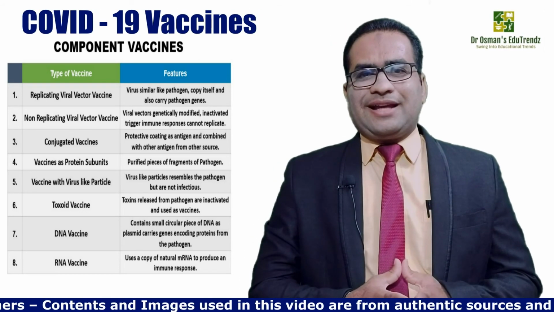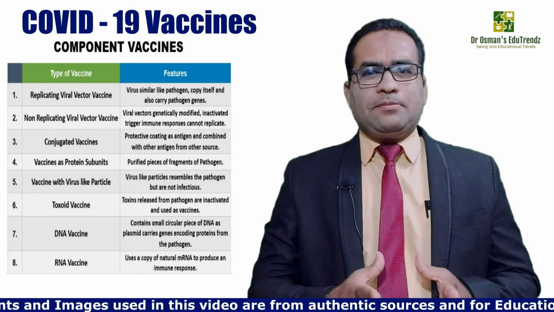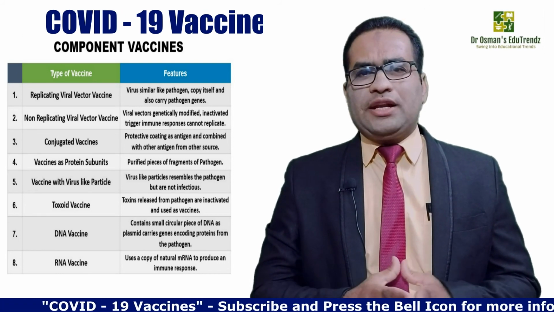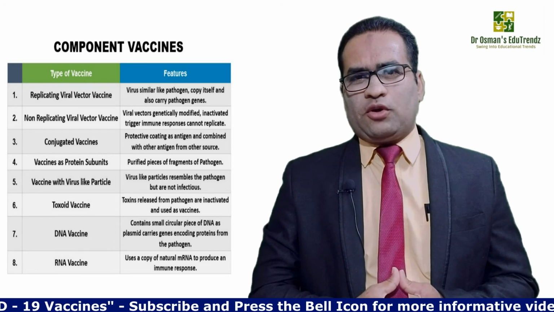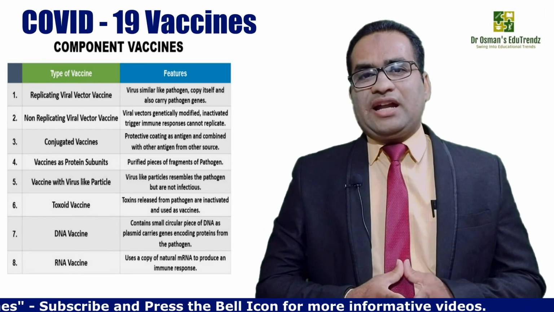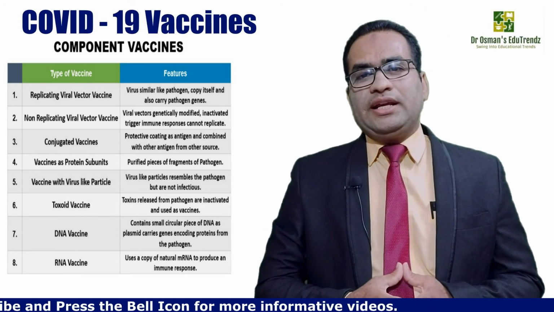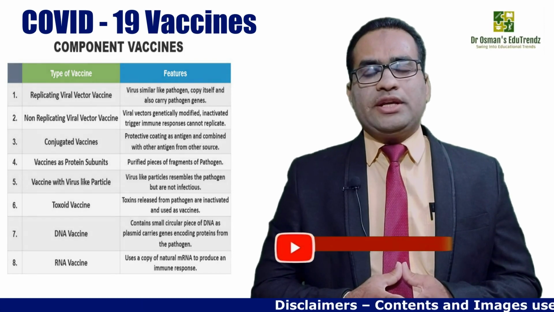The next and the last type is RNA-based vaccines. These types of vaccines use a copy of natural mRNA to produce an immune response. These vaccines artificially introduce synthetic RNA into immune cells.